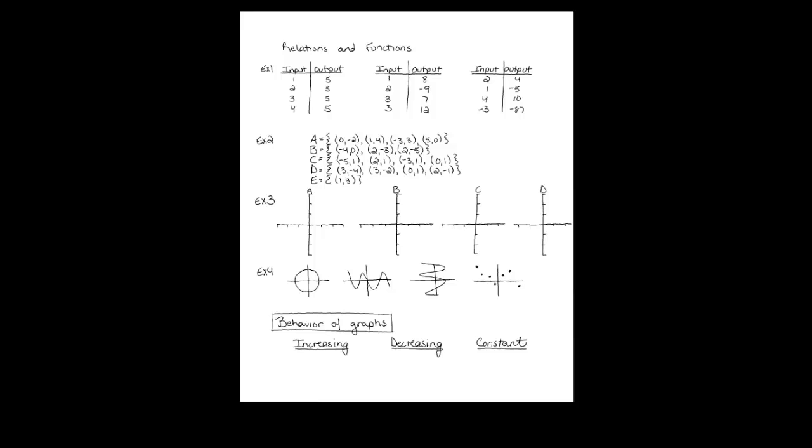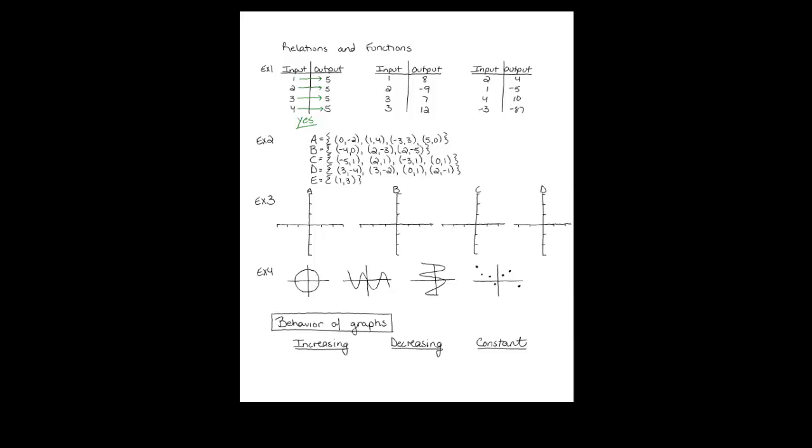Looking at this first one, we have the set of inputs given in the left column. The inputs are 1, 2, 3, and 4. The corresponding outputs all are 5s. And we need to decide if this represents a function. When the input is 1, the output is 5, and only 5. When the input is 2, the output is 5. When the input is 3, we have a 5. When the input is 4, we have a 5. For each of these inputs, there is one and only one output value. So yes, this first table represents a function.